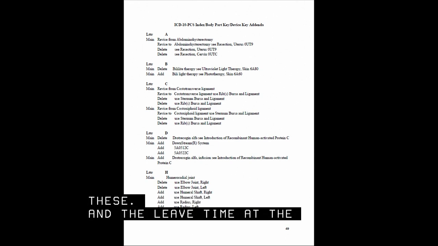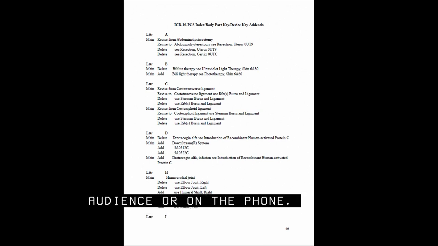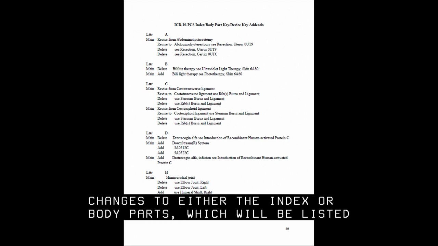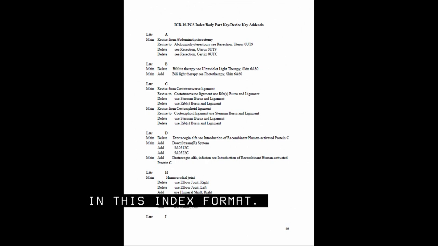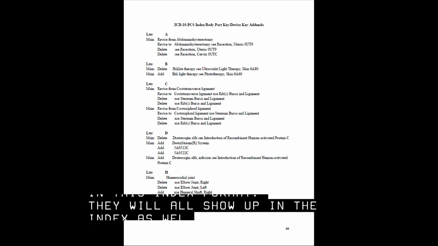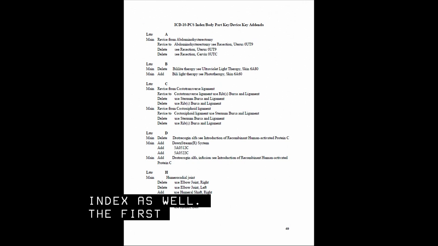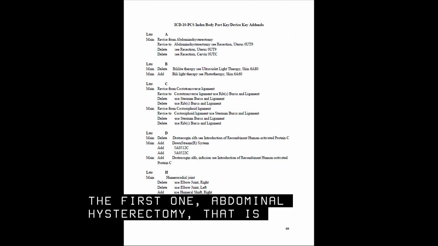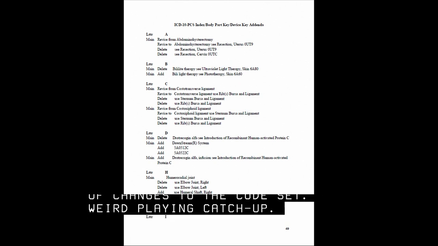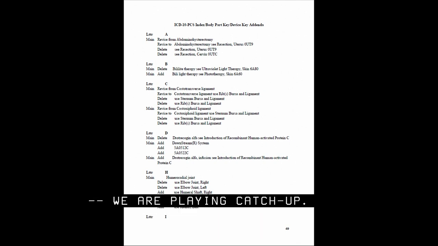First, as Maddie said, on page 49, we'll go over the proposed changes to either the index or body part key or device key. They'll all be listed in this index format because they will all show up in the index as well. The first one, abdominal hysterectomy, is just a follow-up correction from changes that have been made to the code set, so we're playing catch-up here. Letter B, bilirubin light therapy, is not only a spelling change to make it more generic, but also a change to code assignment. These are all public requests for changes, by the way, and then CMS reviewed these requests.